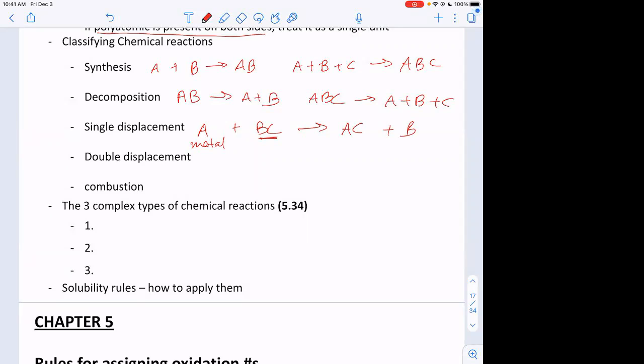Okay. Double displacement. This is where you have 2 ionic compounds. So that's where you have like AB plus CD, and the cations and anions switch. Okay, so A and C are your cations, so you'll get CB, and then you'll get AD. Thought I wrote C and B backwards, but I didn't.